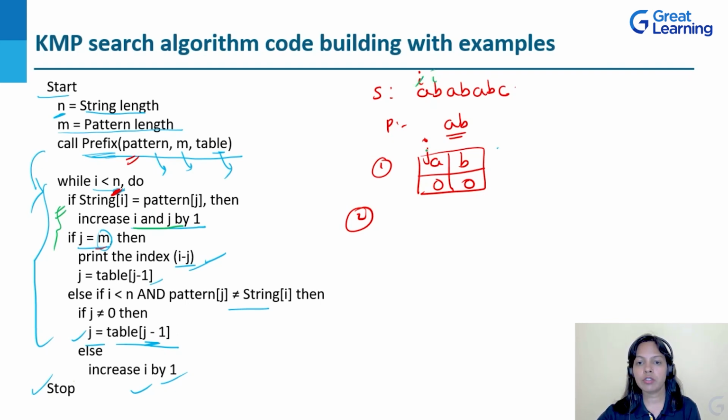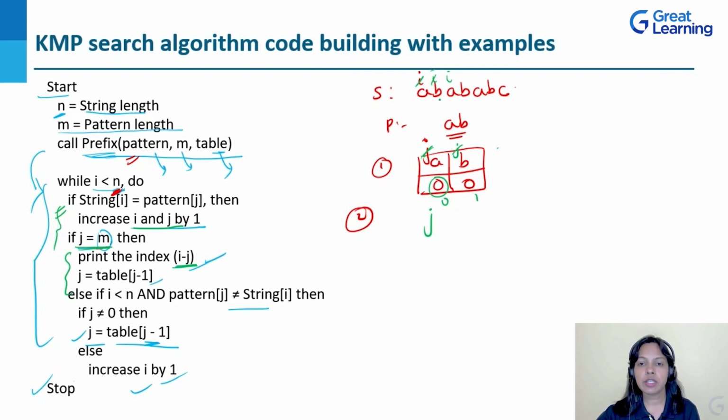So i will be pointing here, j will be pointing here. It is matching again here also. So it will increment i and it will increment j. Now j will be incremented where? The pattern ends here. The pattern is of only 2 characters, A and B. So if j reaches the end of the pattern, then you have to print the index i minus j. So j will now be pointing at table j minus 1, at this location, that is your first location. And the index will be i minus j.